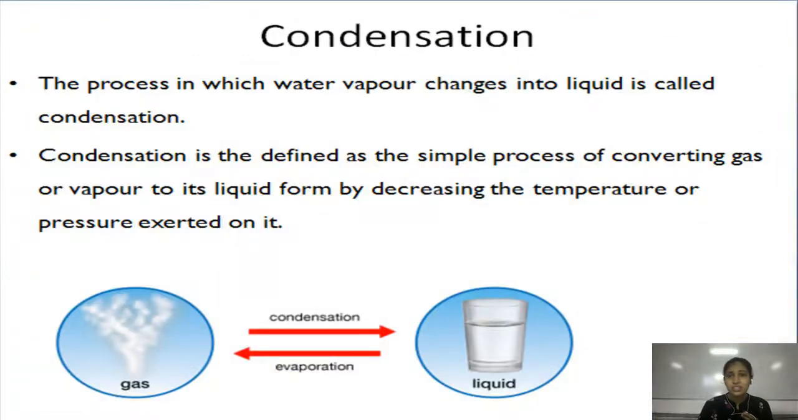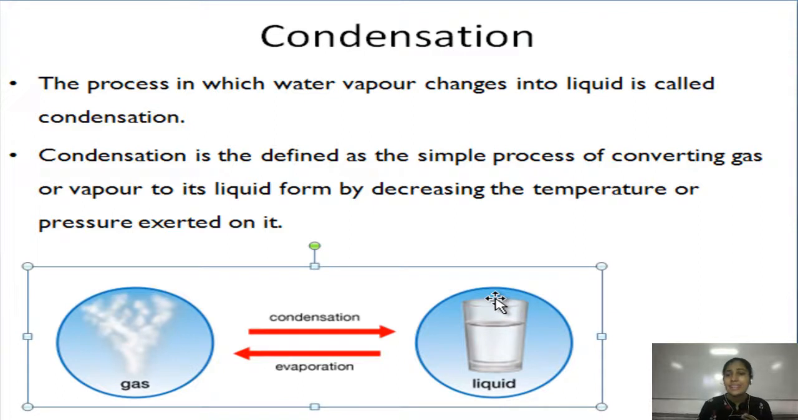Next method is condensation. The process by which water vapor or gas changes into liquid is called condensation. Condensation is defined as a simple process of converting gas or vapor to its liquid form by decreasing the temperature or pressure exerted on it.